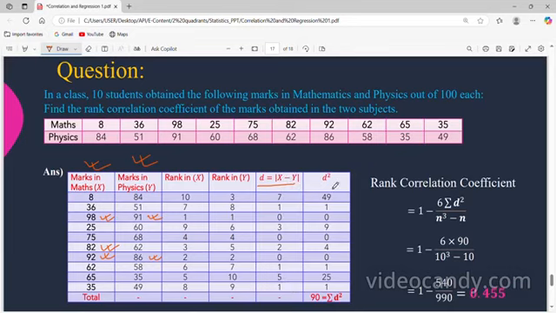Next is d square. d square is just squaring the previous value. So here 49, 1, 0, 9, 0, 4, 0, 1, 25, 1. We will add all the values, and that is 90. So the rank correlation is 1 minus 6 summation d square divided by n cube minus n. So 6 into summation d square, which is 90, and n is 10, so 10 cube minus 10. Here the value is 540 divided by 990, that is 0.0455. In this way we can easily calculate the value of the rank correlation coefficient.